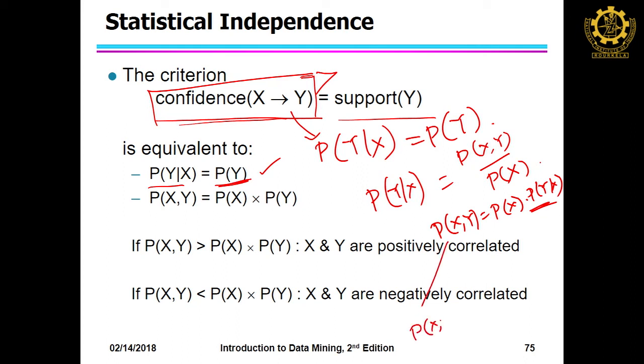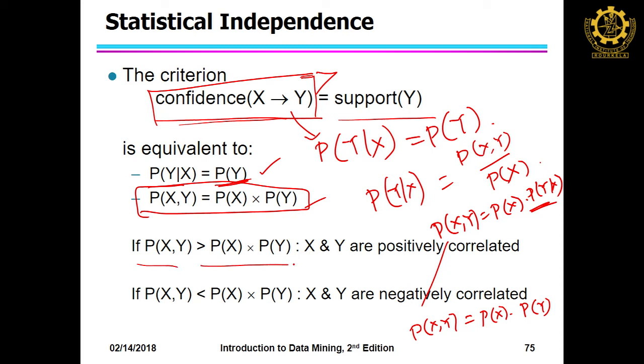The probability of X and Y equals the probability of X times the probability of Y. So that is what we read here. The joint probability of X and Y can be multiplied from the individual probabilities when they are independent. So X and Y are independent, and we cannot say that when X appears, Y also will appear.